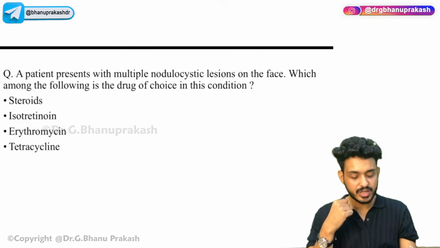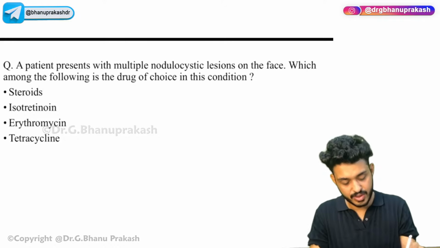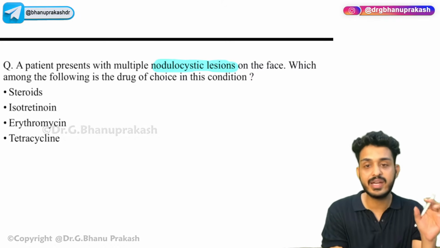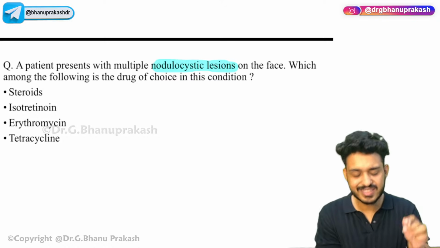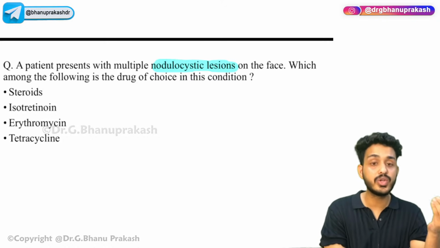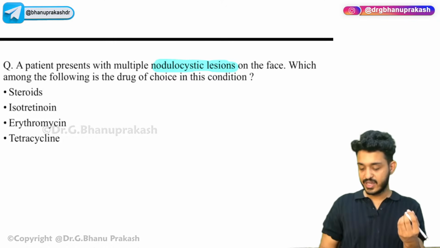Okay, next question, try to answer this one. A patient presented with multiple nodulocystic lesions. If they are not giving you an image but they are giving you the keywords, you have to identify the keywords. Nodulocystic is grade 4 acne. There are cysts, there are nodules, right? So that is grade 4 acne. And for grade 4, what is the drug that you will be utilizing?